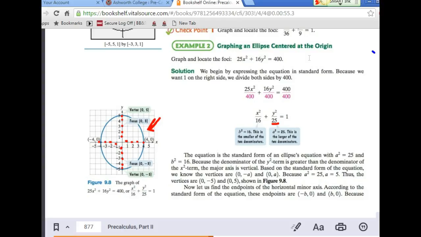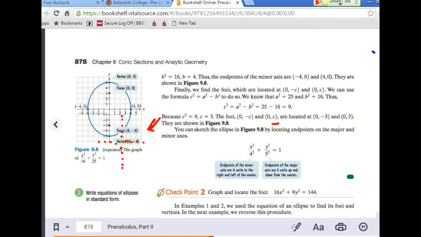Now, if we're trying to find the vertices, and I may have to come back to this, not the vertices, I'm sorry, the foci, then they are at 0, negative C and 0, positive C. One thing you have to remember about the foci, they are always on the major axis. Always, always on the major axis.